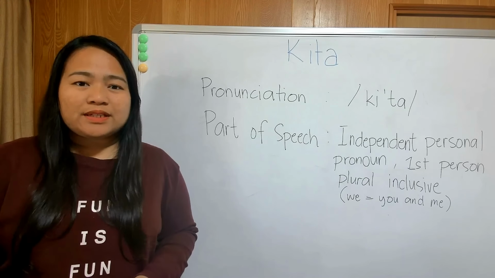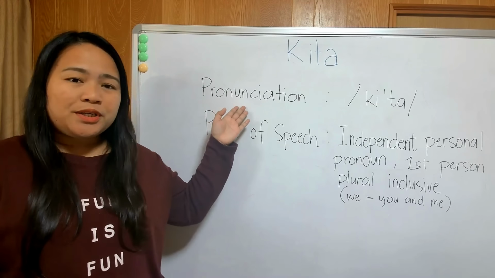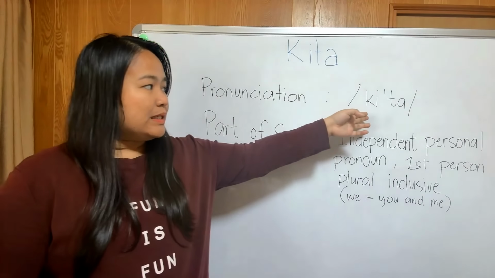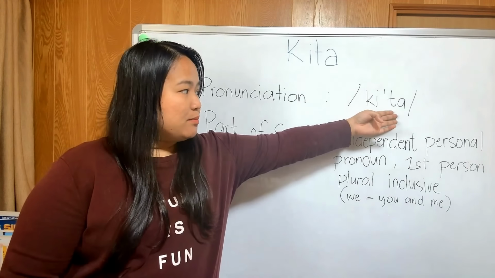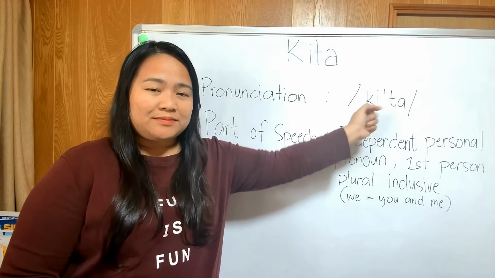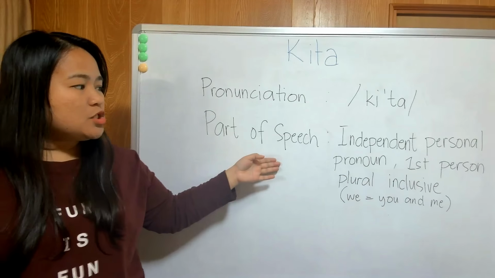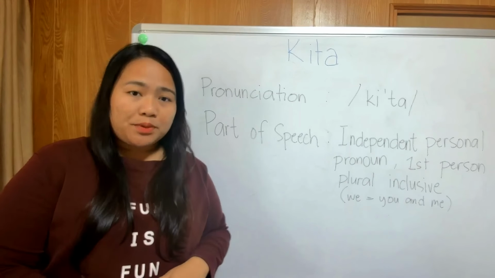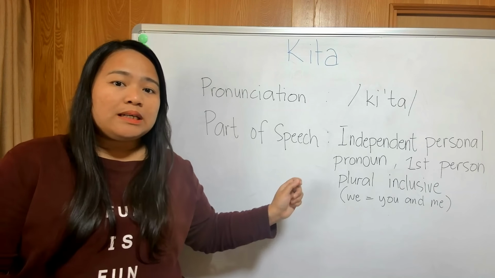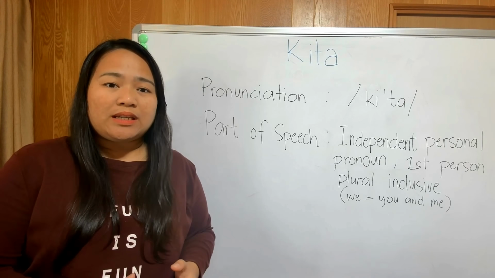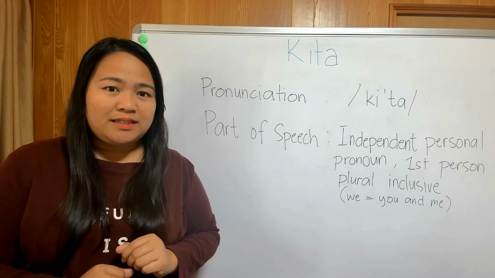Now let's have kita. Pronunciation: kita. The stress is on the second syllable, ta, kita. And part of speech, it's an independent personal pronoun. So it's a first person plural inclusive. It means we, you and me.